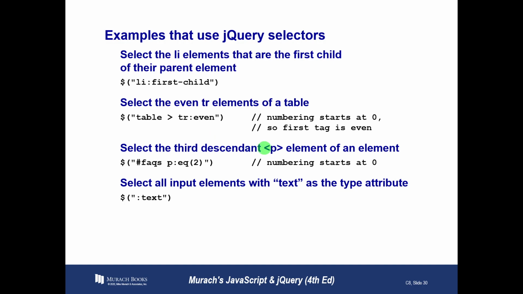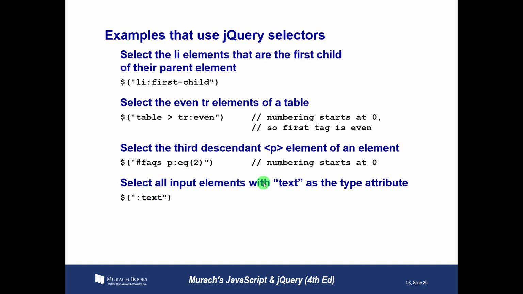Select the third descendant paragraph element of an element. So go to the FAQs, find the paragraph that's equal to 2. Remember, this would be the third element because they start numbered from zero. So the first paragraph would be P0, and then P1, and then P2. So we're looking for the third paragraph of the FAQ section.